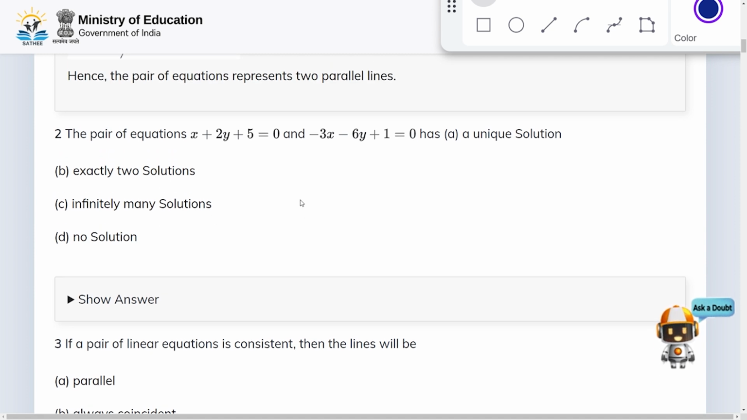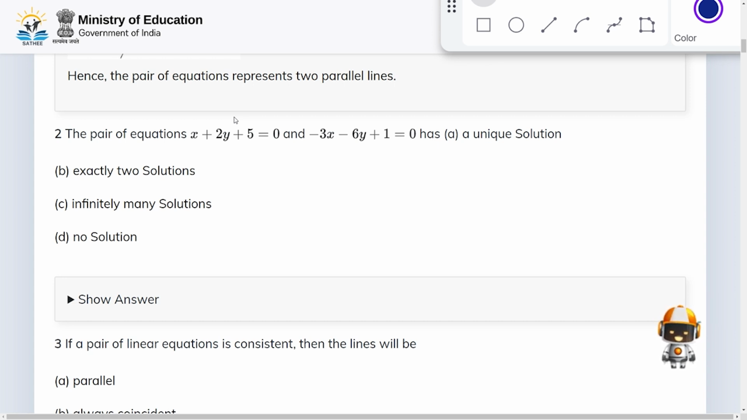We have studied this in our previous lecture, where we studied pairs of linear equations. We can now compare this pair of linear equations with the general form of a pair of linear equations, that is a1x plus b1y plus c1 is equal to 0 and a2x plus b2y plus c2 is equal to 0.